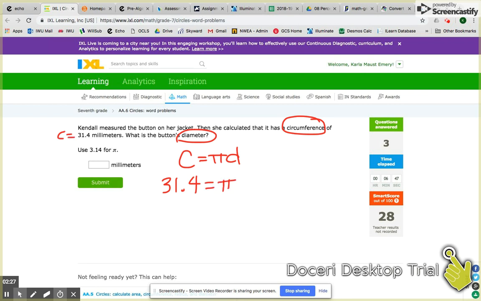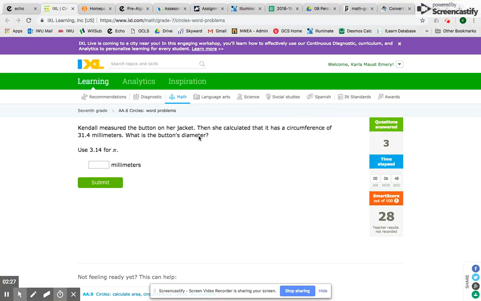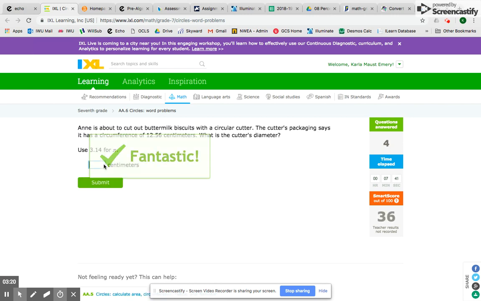And now we want to work backwards to find the diameter. So in this case, it says use 3.14 for pi. So we're going to divide each side by pi. Okay? And so now I'm going to put 31.4 divided by 3.14 into my calculator to find my diameter. If I put that in my calculator, I get that my diameter is 10 millimeters. Okay? So let's put that in the blank, 10. Excellent. This is also very similar, where you're given the circumference and you have to find the diameter. So let me find something that's a little harder.